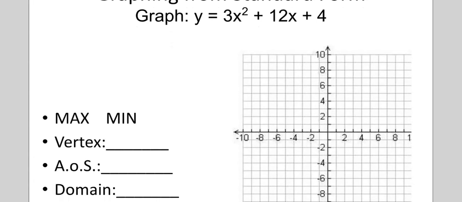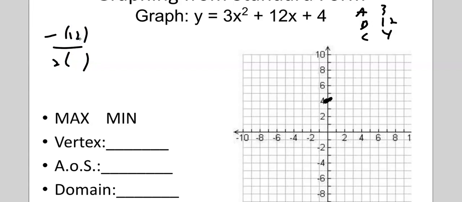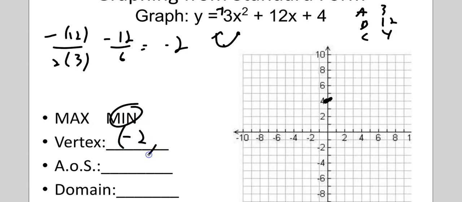Okay, more of the same, more practice. A, B, C. We have 3, 12, and 4. I'm just going to put this right here right now because that's an easy one. All right. Opposite of B over 2A. B is 12. A is 3. So negative 12 over 6, which gives me negative 2. So being that this is positive, we're going to have a smile. So we have a minimum. The vertex is at negative 2 comma something. And the axis of symmetry is immediately x equals negative 2.